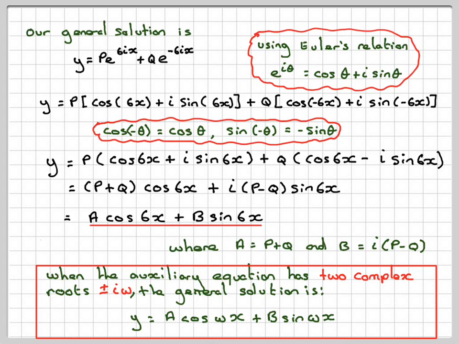Okay, so this has been a video to show you how to find the general solution of a differential equation when you get complex roots in the form of plus or minus i omega. In the next video, we'll look at what happens when we get p plus or minus iq as the two complex roots. I hope you've understood, and I thank you very much for watching.